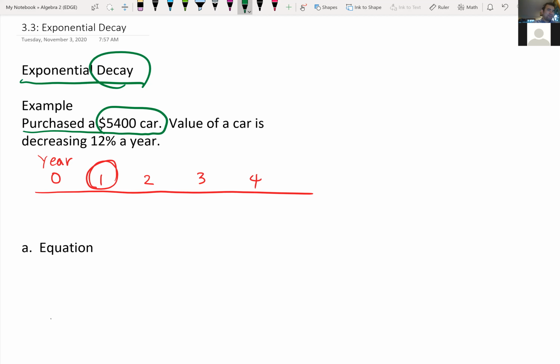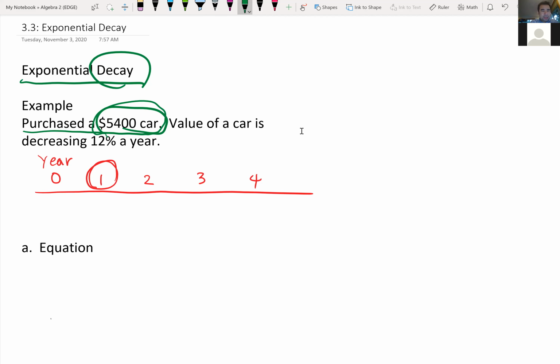So you buy a car. Let's say you buy a used car, and you paid $5,400 for that. That's a pretty decent car, right? Are any of you big car people? Do you like to work on cars and things like that?